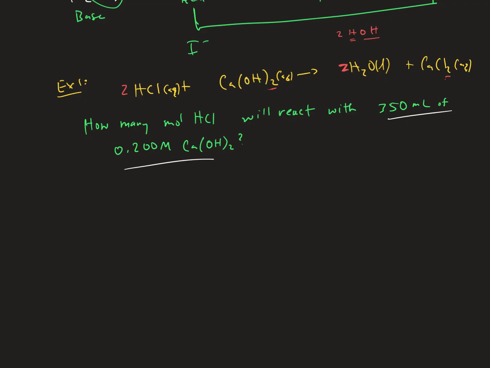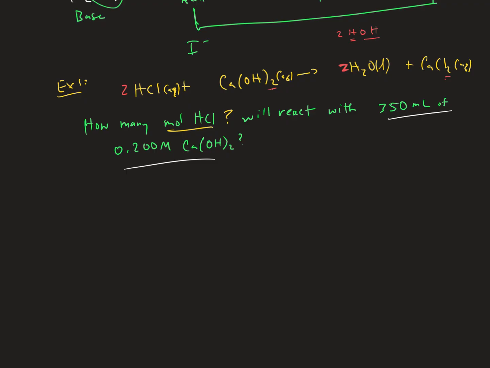All right. So we know we have 350 milliliters, that's a volume, and we know we have a concentration of calcium hydroxide. What can we do with that? In fact, before that, what are we looking for? We're looking for moles of HCl. That's our question. Okay, what can we do with what we're given? Here's my dilemma. I just don't ever know where to start. You ever feel that way?